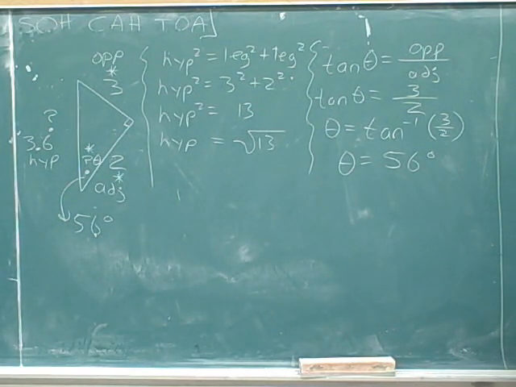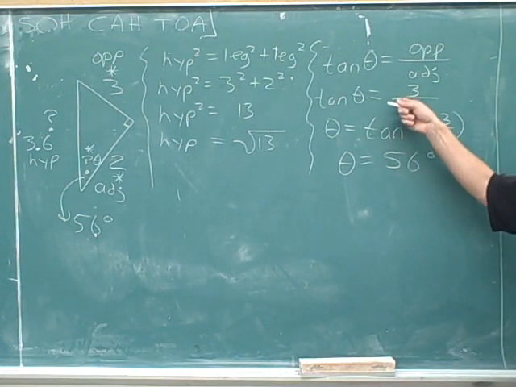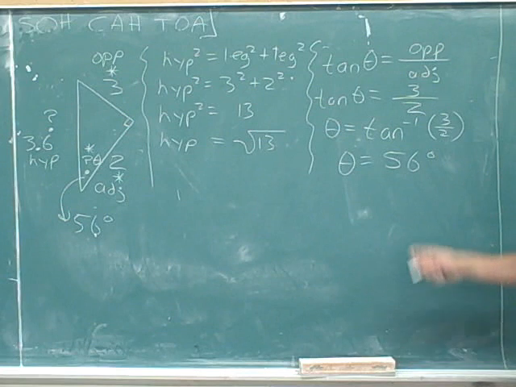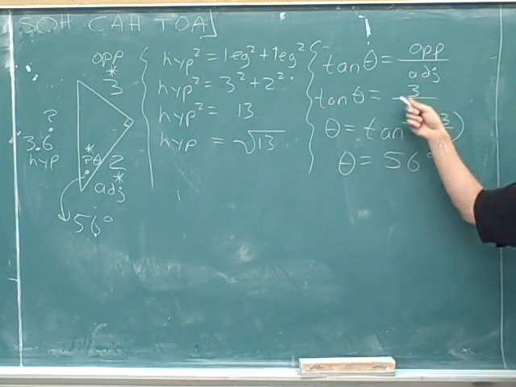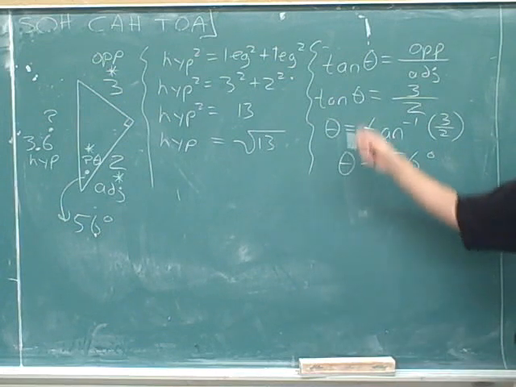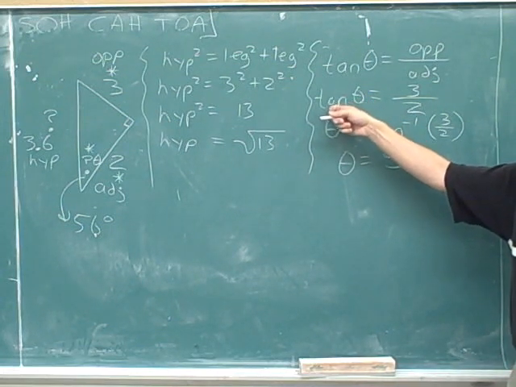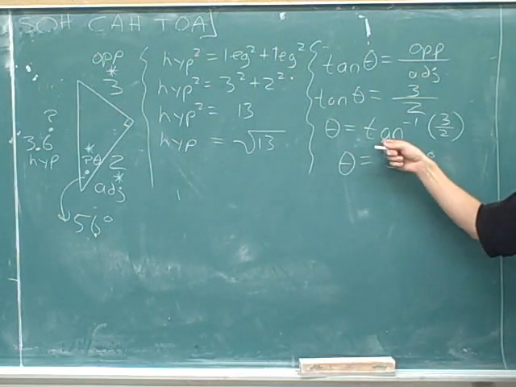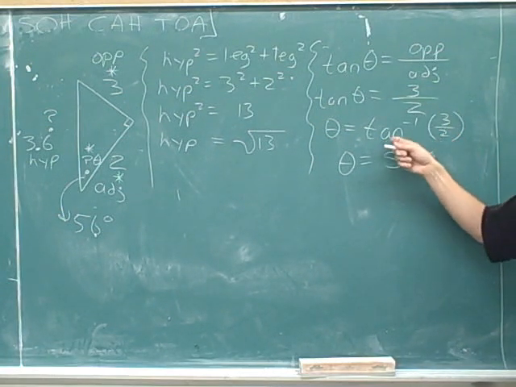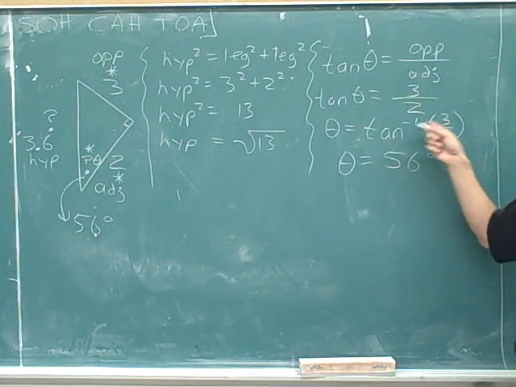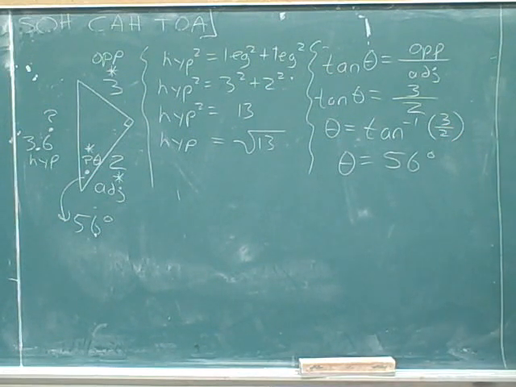I think a common mistake here would be to just take the tangent of 3/2. Maybe I should have mentioned that common mistake before. You can't just take the tangent of 3/2. You've got to take the inverse tangent of 3/2. We know that because of the way we work through the algebra. We were taking the tangent of theta, and then when we got rid of that tangent, we had to do that by taking the inverse tangent of the right-hand side. So don't take the tangent of 3/2, take the inverse tangent, or the arctangent of 3/2.